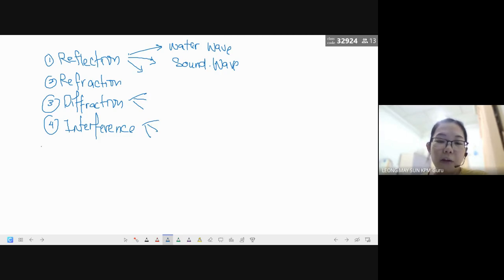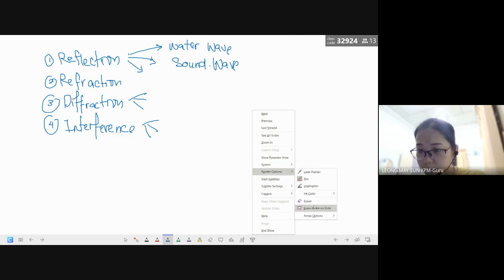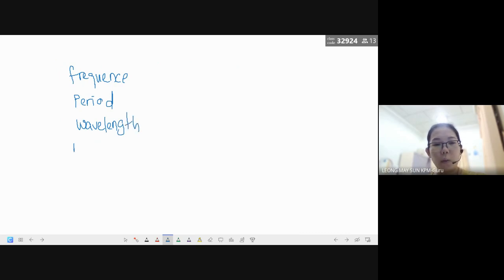All right, so the few characteristics that you have to be aware of, let me erase everything. Okay, we have to talk about a few characteristics. First is the frequency. Then we will talk about the period. We will talk about the wavelength. We will talk about the wave speed. Sometimes they talk about the amplitude. So these are a few things that we need to emphasize. And one more thing that we're going to talk about is the direction of the wave.